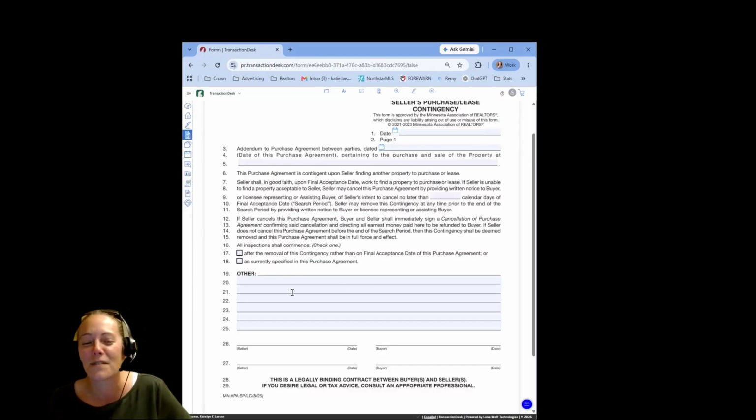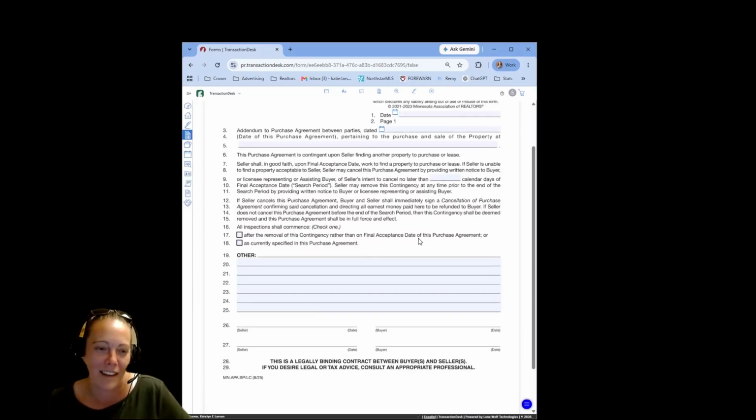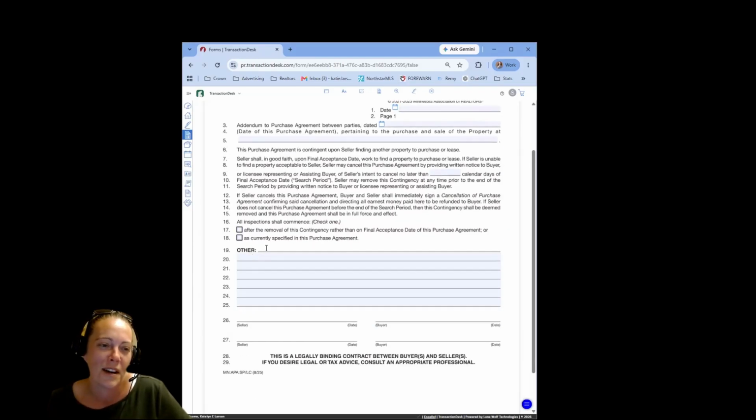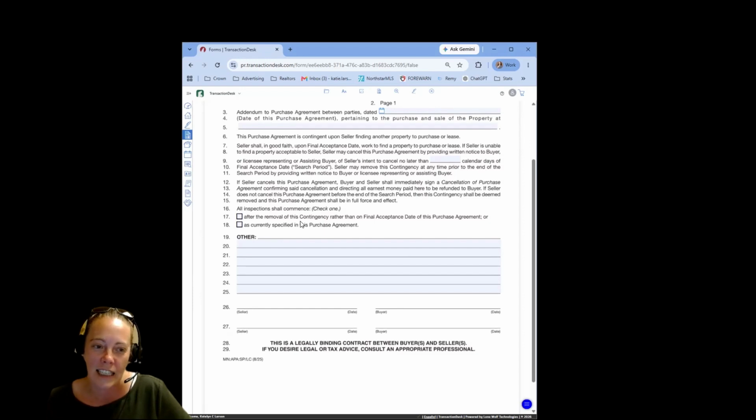Okay. Last piece of this one, and then I'll let you guys all go. 16, 17, 18 talks about all inspections shall commence. Now, when it says all inspections, it means home inspection, radon, septic, well water, whatever inspection you have put into the purchase agreement will start depending on which box you choose.